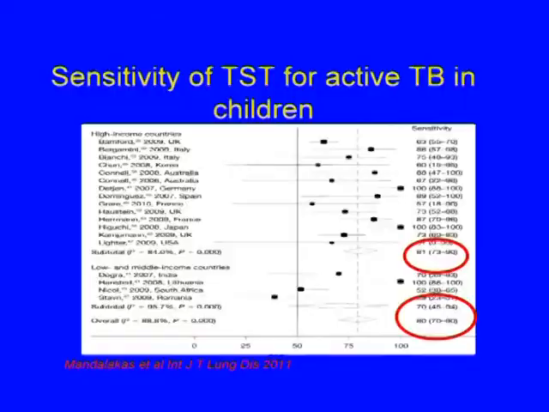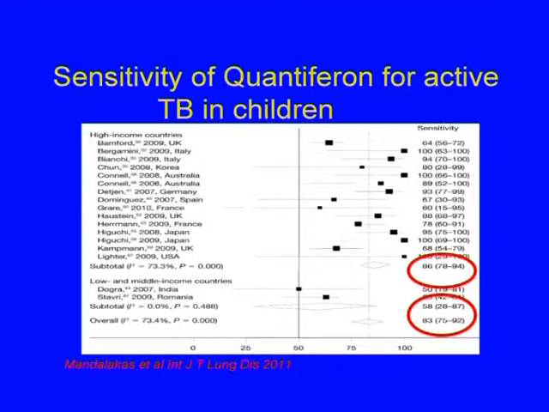So if you look at the tuberculin skin test and you say, how good is that for detecting active TB in children? These are non-HIV infected children. In fact, the tuberculin skin test performs quite well in non-immunosuppressed children, detecting just in excess of 80% of children with active TB, both in high-income countries and in low- or middle-income countries. What about QuantiFERON, which is the one commercially available assay? Very similar, 86% and 83% overall detection. But I just want to point out that the detection by QuantiFERON in low- or middle-income countries is much lower compared to high-income countries, only around 60% detection.